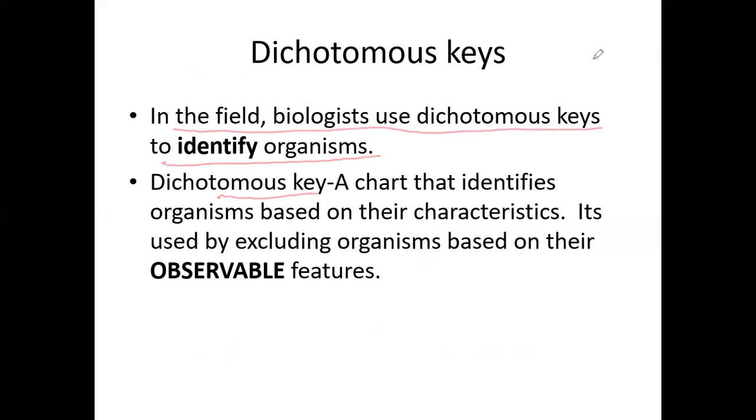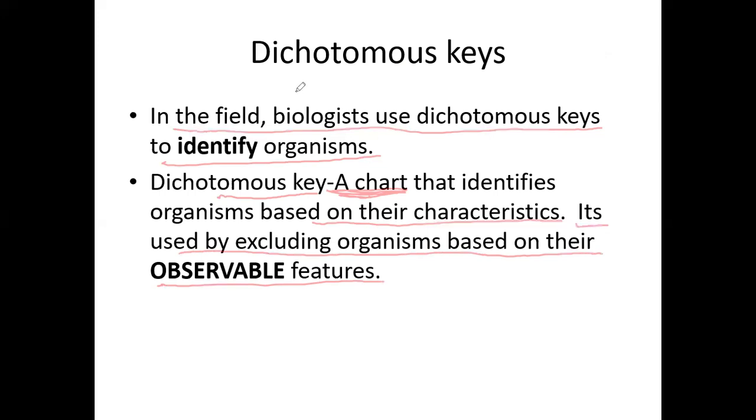A dichotomous key is actually a chart that identifies organisms based on their characteristics, whether they have four legs, whether they have wings, or whether they have other characteristics in common. So on the basis of different characteristics, scientists are able to identify the organisms that belong to the different groups. It is used to exclude organisms based on their observable features.